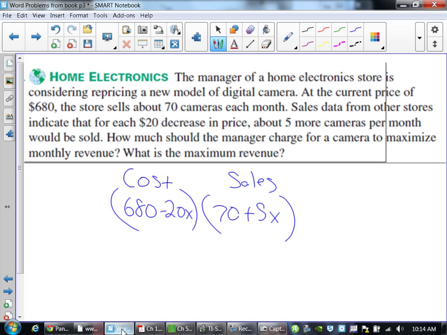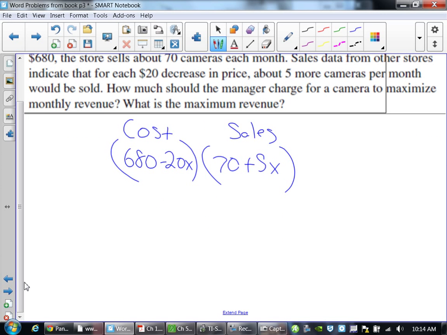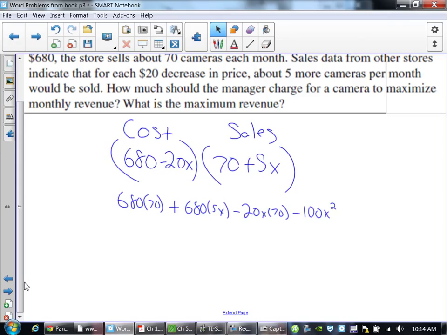You multiply this out, you FOIL that out, you're going to get 680 times 70, plus 680 times 5x, minus 20x times 70, minus 100x squared. It's just another way of doing it. Obviously, if you go that route, you have to mess around with your window to find the maximum, but it is all attainable. You can look at the table too, but sometimes it can be an in-betweener, so you have to be careful when you look at your table.